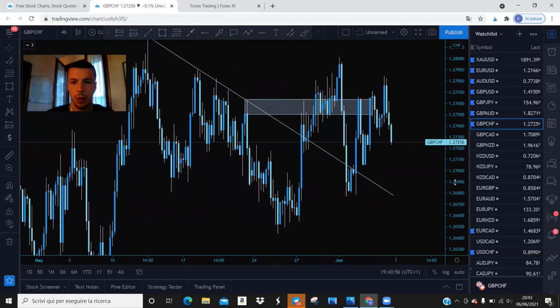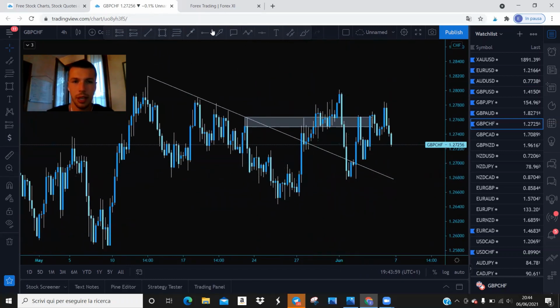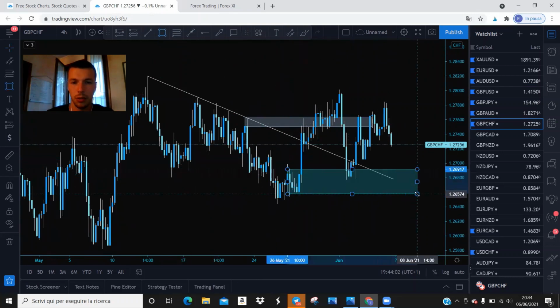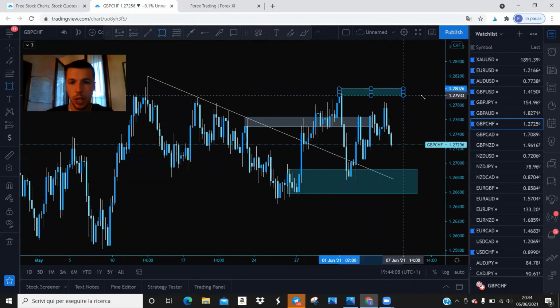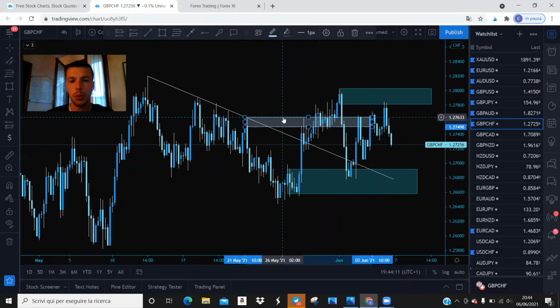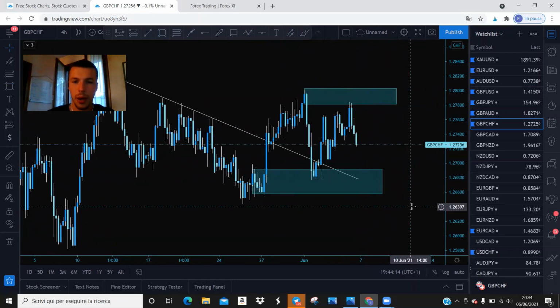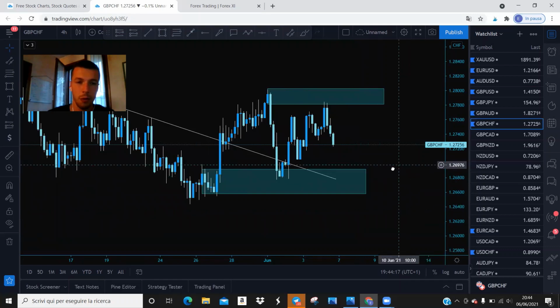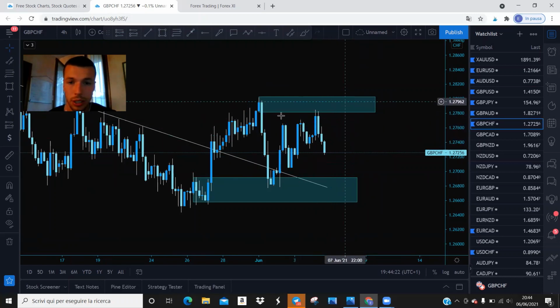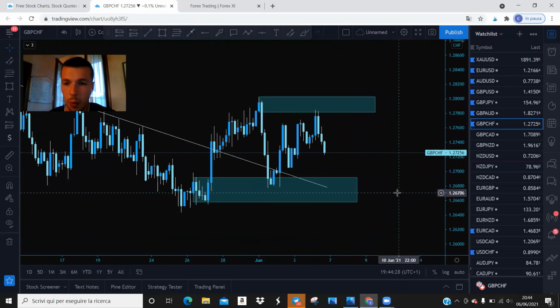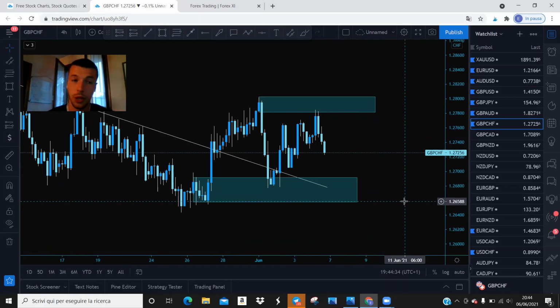GPCHF, let's see, we broke to the upside, retested, had some nice confluence here, continuation to the upside, but also at the same time rejection of this area. Okay, so we are in between a supply and a demand area, and price needs to decide if we want to continue the bullish run or if we are reversing. This is a very important point and very important price level right here, in between 1.28 and 2650. So yeah, we're waiting for this, looking very interesting.